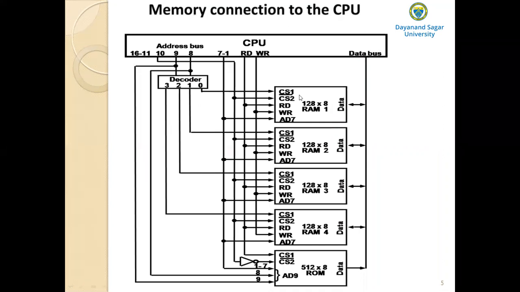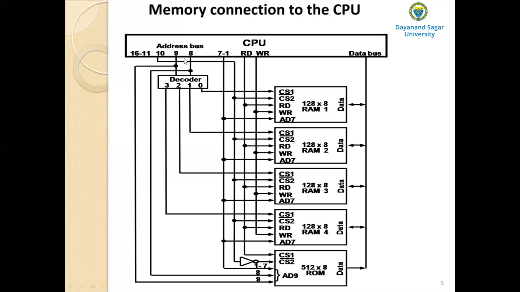So in order to choose between one of the 4 RAM chips, we have the decoder here, the 2 to 4 decoder. What do I mean by decoder? A decoder has n inputs and it provides 2 to the power of n outputs, isn't it? The decoder will select one of the outputs based on the combination of the 2 inputs.